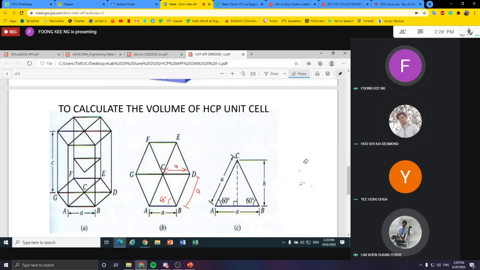1 over 2 times A times H. I want to find H. H is the height of the triangle, the equilateral triangle. Now, why do I need to do that? You tell me. Because if I know the area of this little triangle, I have 6 of them, so I'll multiply by 6, and I will know the base. Base times height. Correct? So I want to find the whole area of this triangular base.